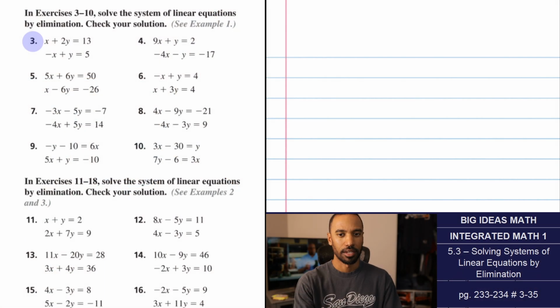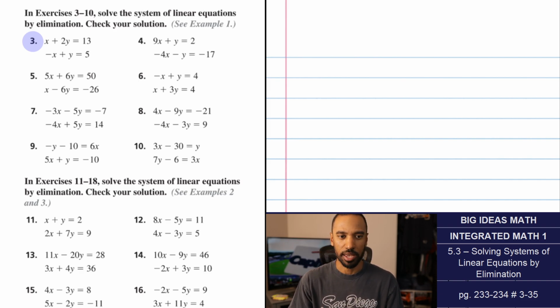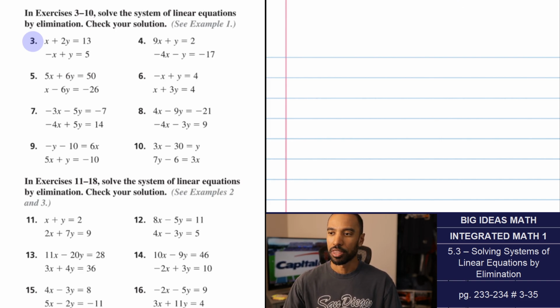Okay, guys, it looks like we're going to start with some elimination. Well, of course, it's the section, but it looks like they're already primed and set up for elimination. It looks like they're all in standard form. Actually, some require some turnaround and work, which is good. We'll go ahead and get started here together. Numbers 3 through 10, we are going to solve the system by elimination. They do say check your solution. Of course, that'll probably be a mental math thing for me.